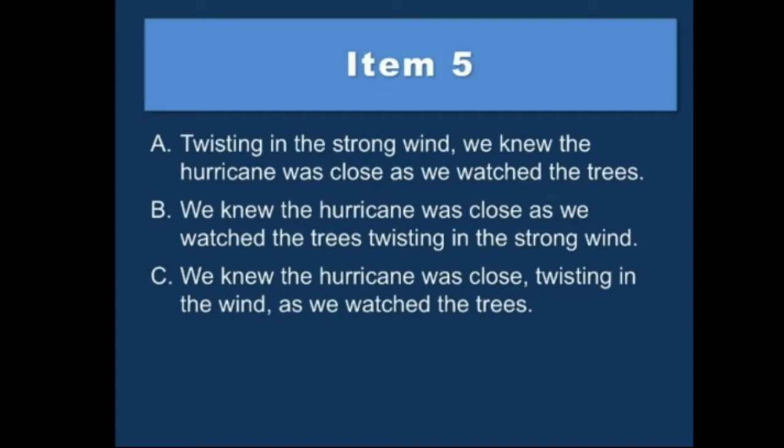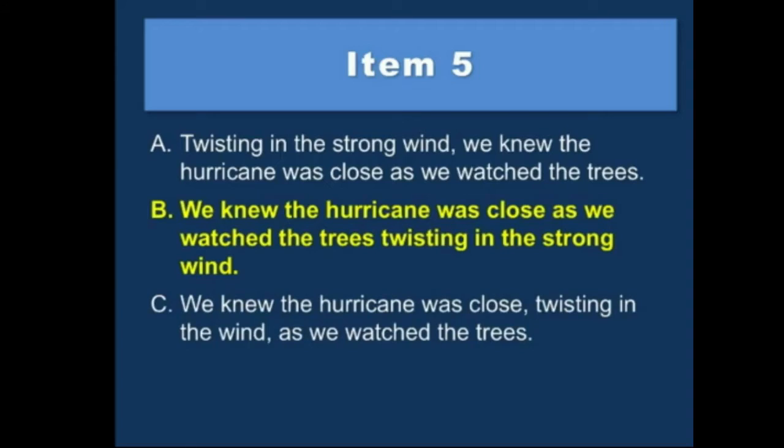Item 5. Which has the correct modifier? A. Twisting in the strong wind, we knew the hurricane was close as we watched the trees. B. We knew the hurricane was close as we watched the trees twisting in the strong wind. C. We knew the hurricane was close, twisting in the wind as we watched the trees. Letter B has the correct answer. The trees are twisting in the strong wind.